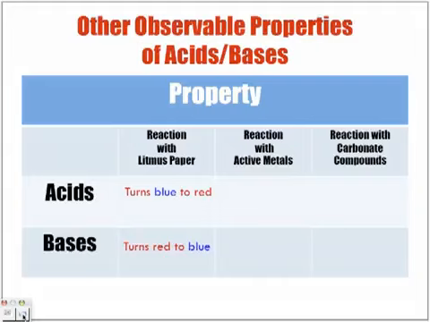Reaction with active metals produces hydrogen gas for acids, and bases do not react when we're mixing them with metals. Think about your acid-base reactions: most acids, as we said, start with hydrogen, and most bases contain hydroxide.